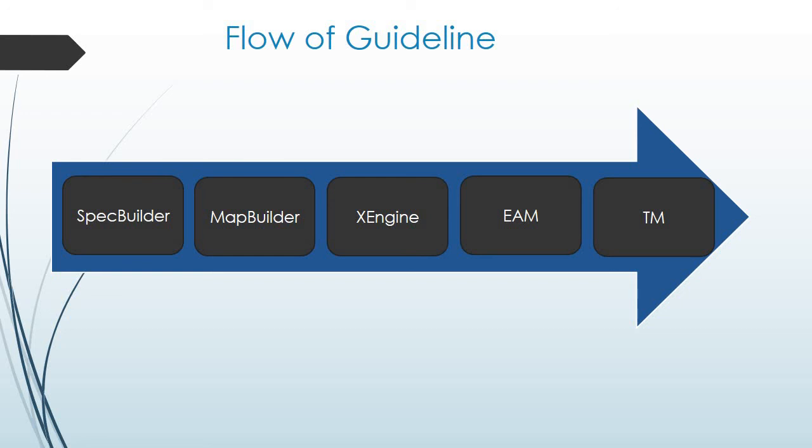Therefore comes the XEngine. XEngine is a runtime tool used for validation. After XEngine does its validation, the result is displayed on EAM, that is the UI, which helps the client or user do the validation processes or split the files according to his requirement. The final result is displayed on TM.